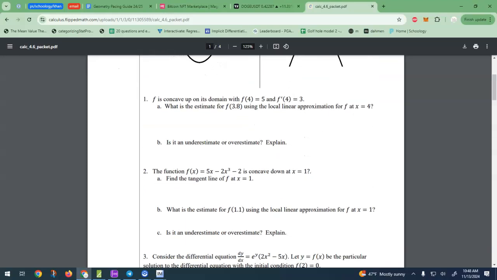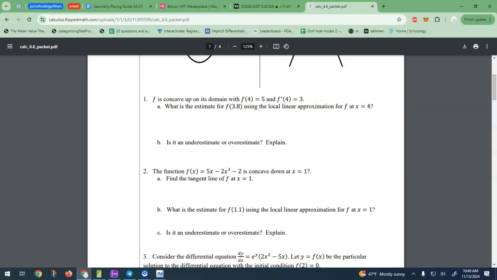So when you see local linear approximation, that means the tangent. We're going to locally pretend it's a line instead of a curve. In that little area, we're going to pretend it's going straight, even though it curves up, and we're going to use that line to estimate it. I know it's not accurate, but we're going to estimate it.